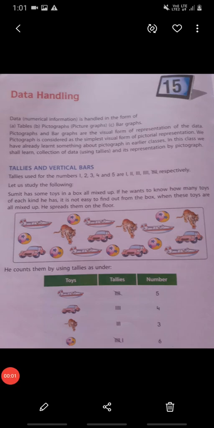Good morning, children. I welcome you all to your maths class, and today the chapter we are going to study is data handling. Children, before starting the chapter, I want to introduce a few terms to you.